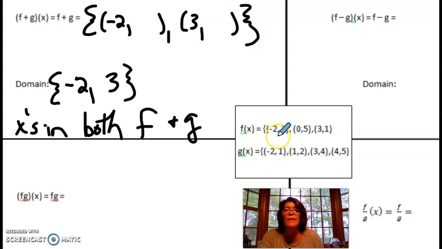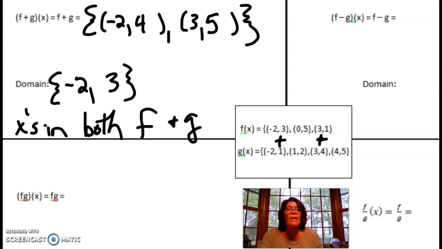Okay? Now, what is it? -2 what? Well, I have to add the y coordinates that go with -2. F of -2 is 3. G of -2 is 1. 3 plus 1 is 4. With 3, F of 3 is 1. G of 3 is 4. 1 plus 4, 5. That's F plus G of X.